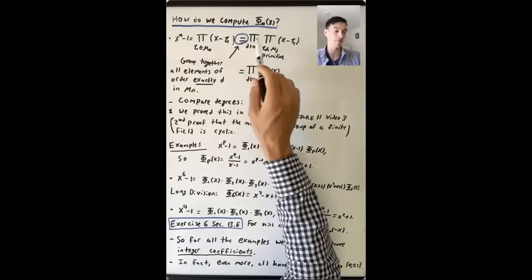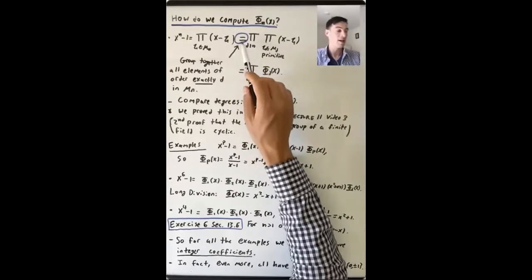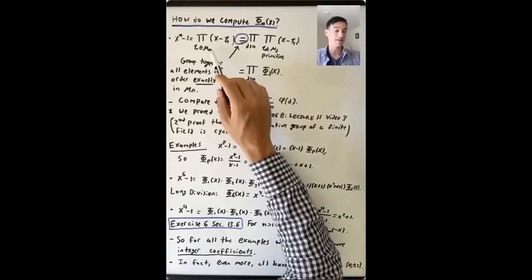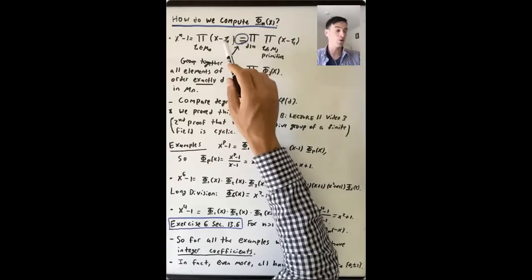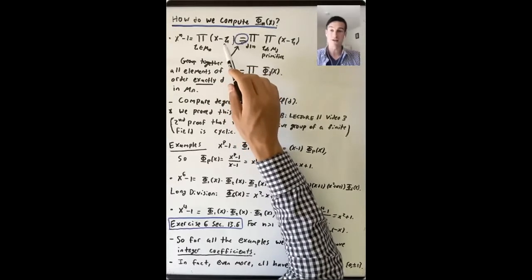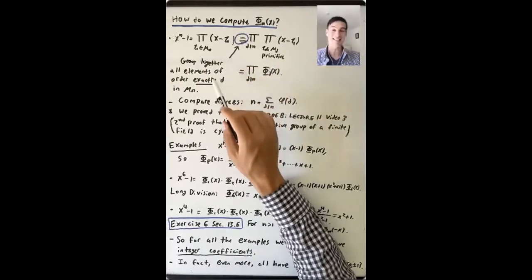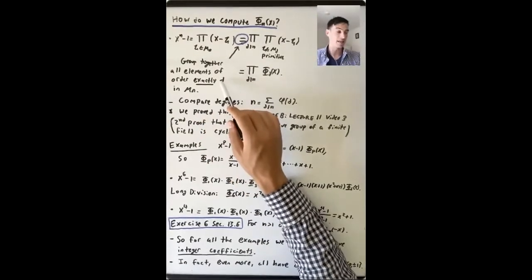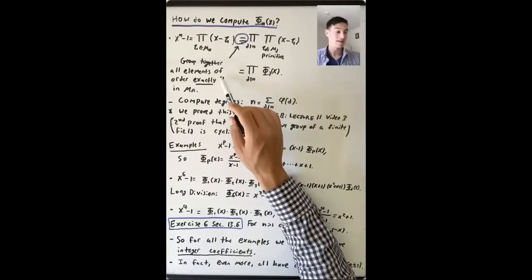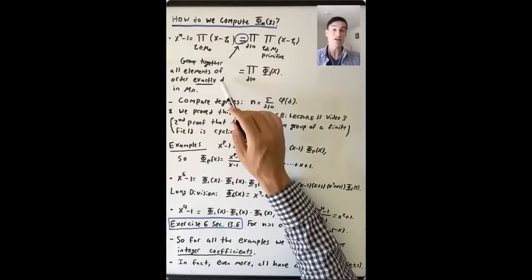So this step is important, so I want to highlight what's going on here. Here we have this finite cyclic group of order n, mu n, and we're going to group together the linear factors corresponding to elements of order exactly d in mu n. So that means that we're taking exactly the elements inside of mu n that are actually dth roots of unity and are primitive dth roots of unity.